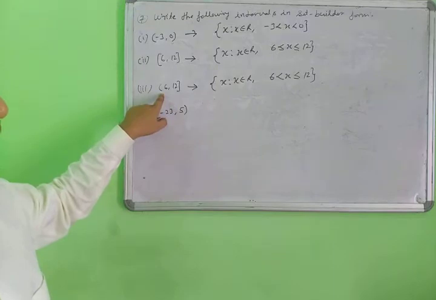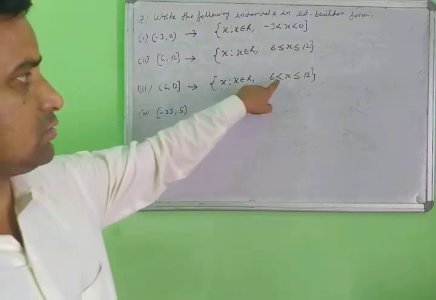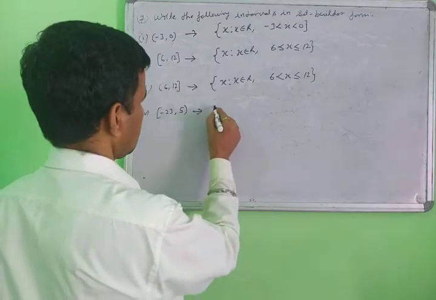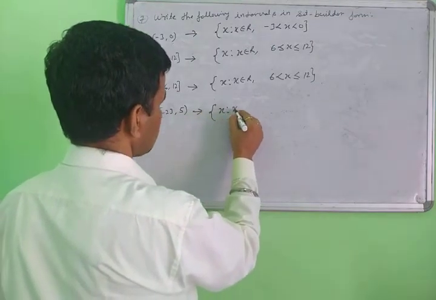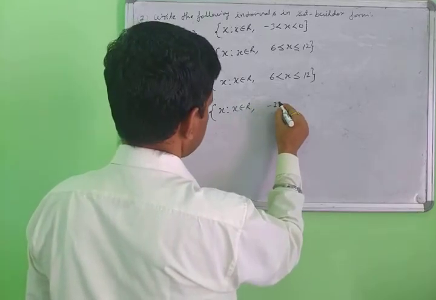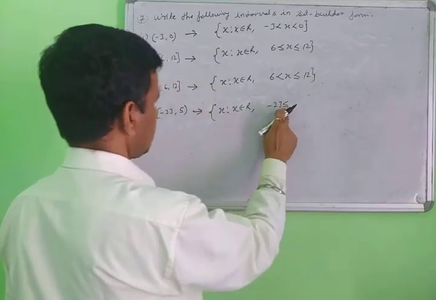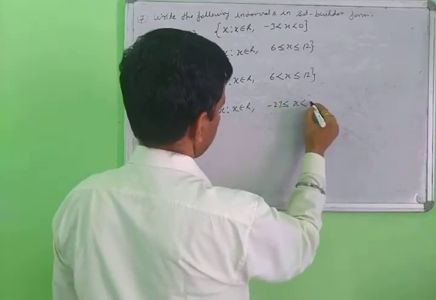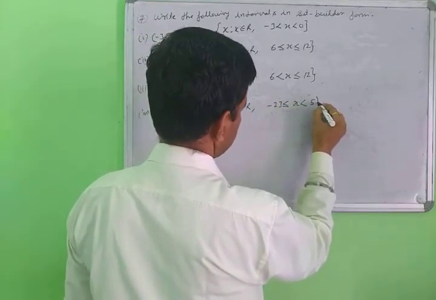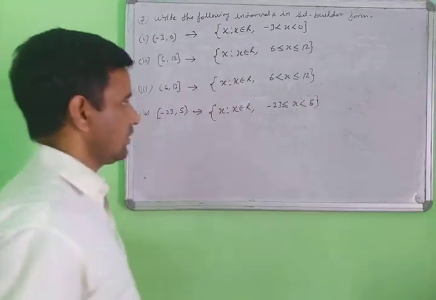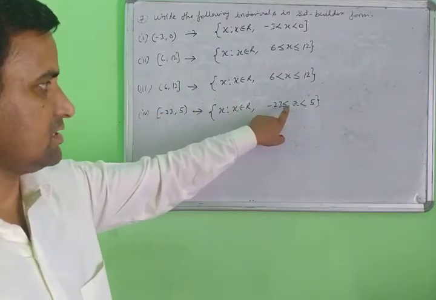This is called the left half open interval. That means this end is open, this end is closed. Same thing here. X such that x belongs to R, and there minus 2 to 3 using a closed interval here, because here it is a closed interval x, and less than or equal to 5. This is the open interval, this is the closed interval.